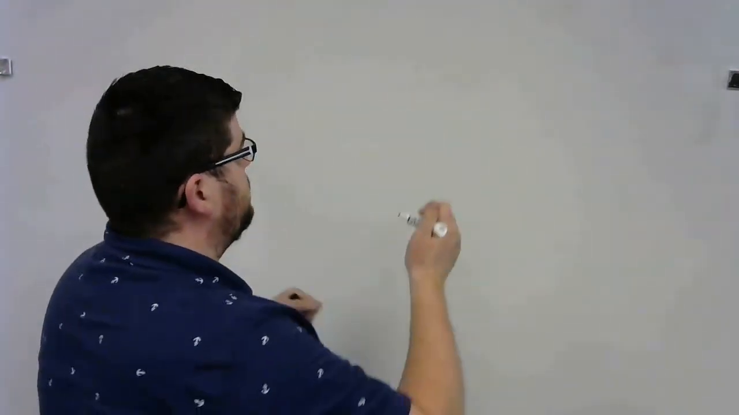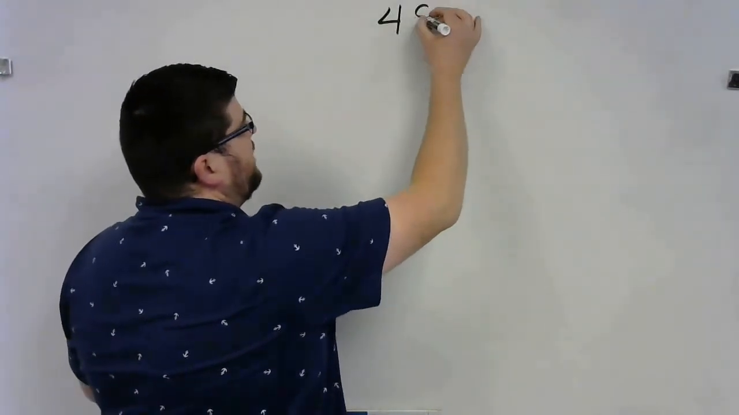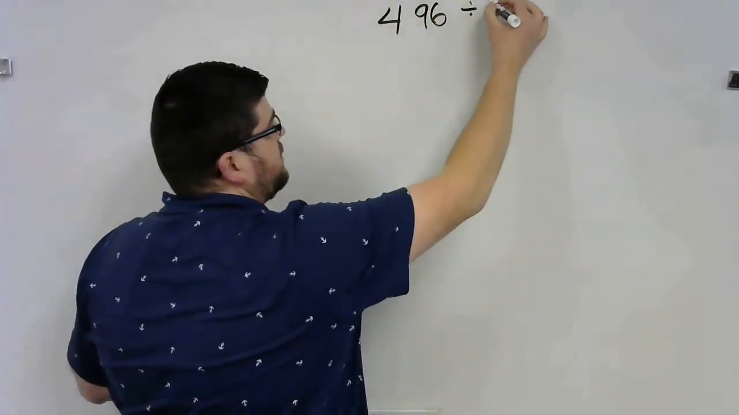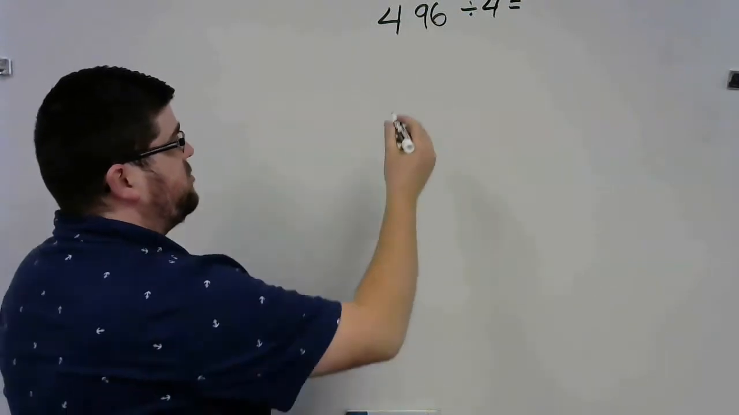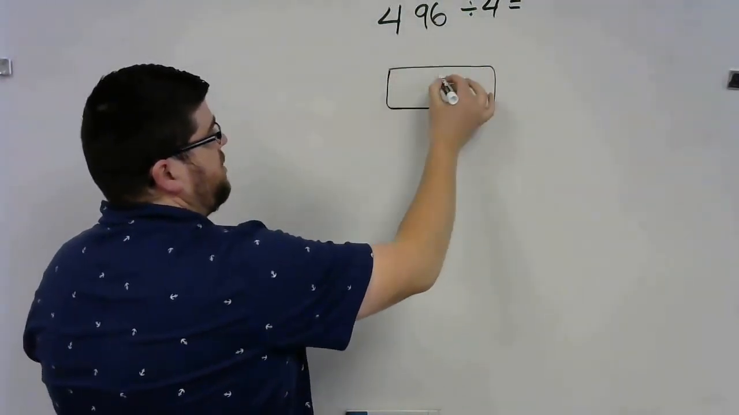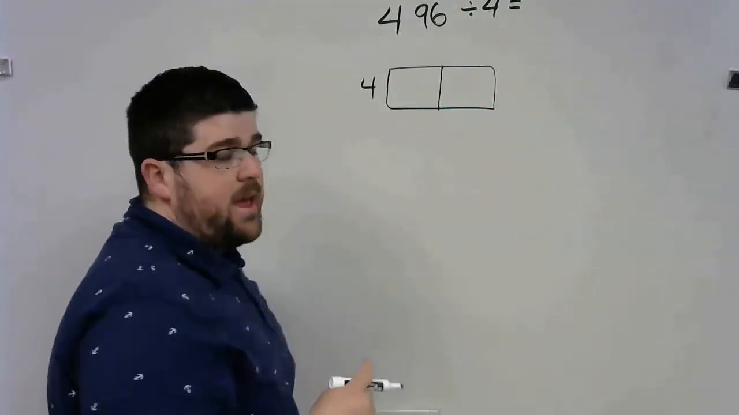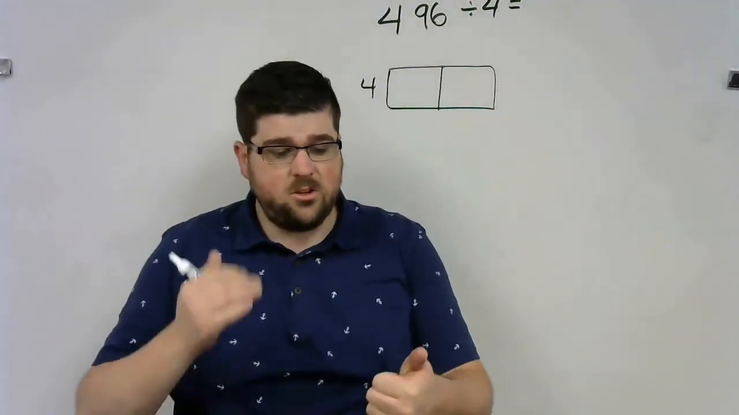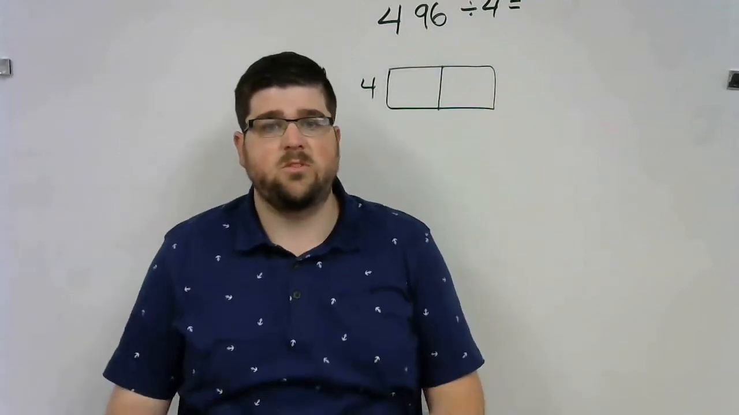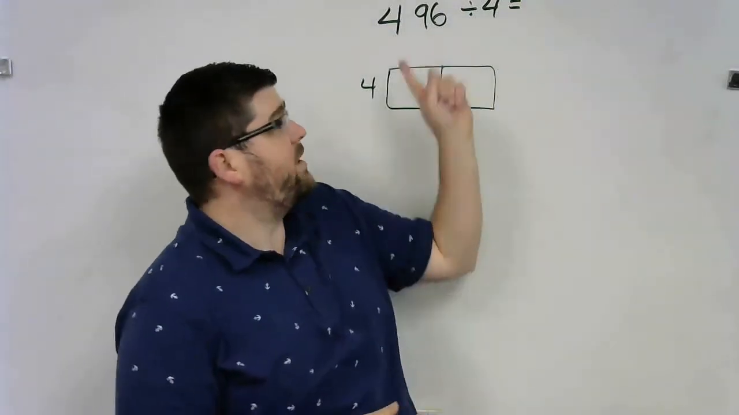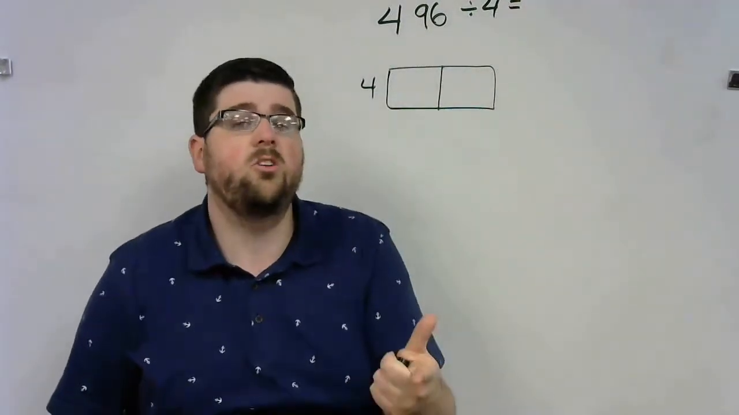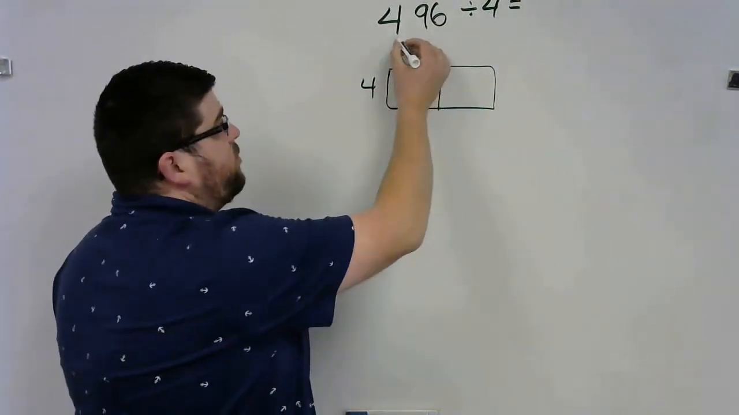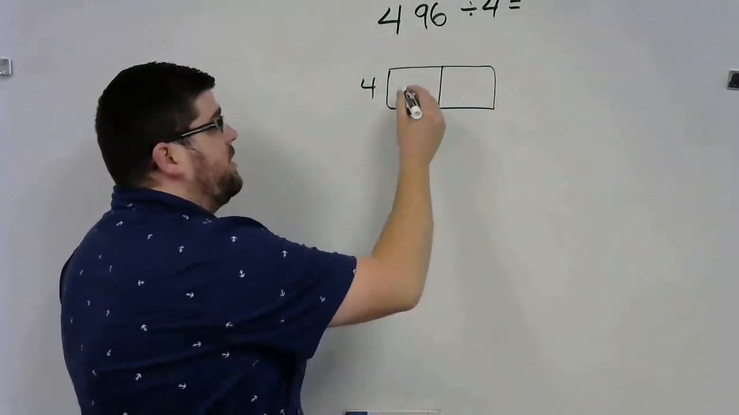Alrighty, let's try 496 divided by 4. Okay, now this one I'm always going to start with my 2 boxes. So I draw my 2 boxes and I divide by 4. And then I ask myself, can I use any multiples of tens and hundreds in order to help me break this number down? So I'm going to use 40, and I'm going to use 400 wherever I can. Can I use 400 to break down 496? Yeah, you bet I can.